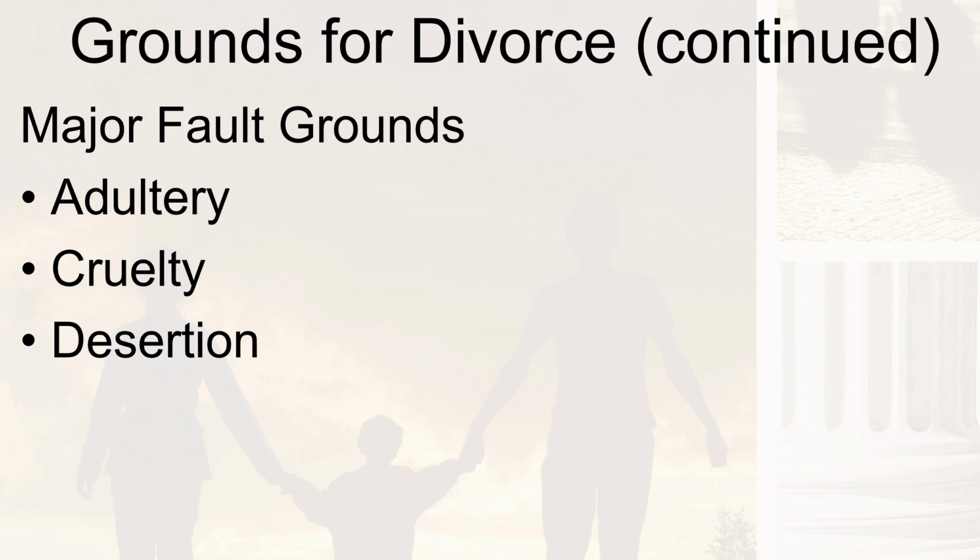So desertion is a third major grounds for divorce in fault states. It's also known as abandonment, which occurs when one spouse voluntarily leaves another for an uninterrupted period of time with the intent not to return to resume cohabitation, and when the separation occurred without the consent of the other spouse and there was no justification or reasonable cause for the separation. So there's quite a few elements that you would need to prove to obtain a divorce using the desertion grounds.